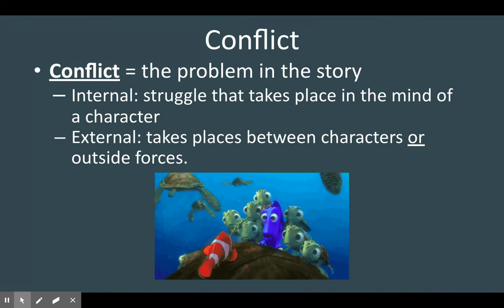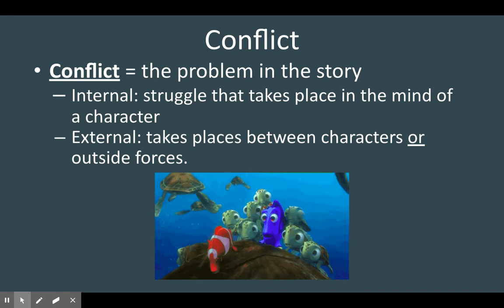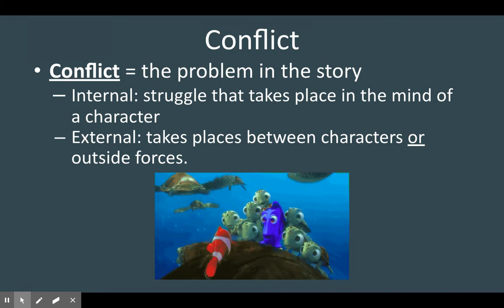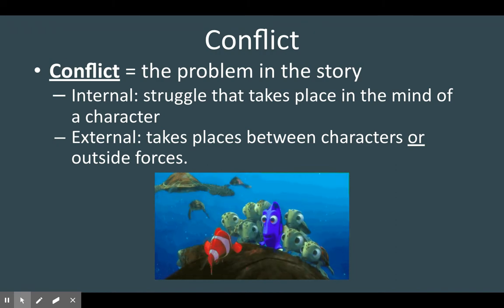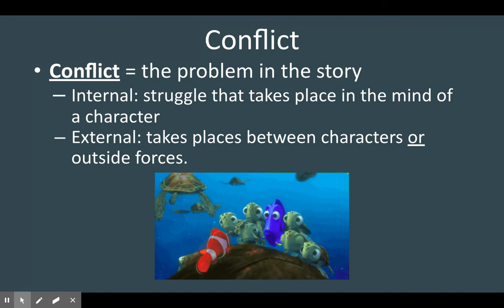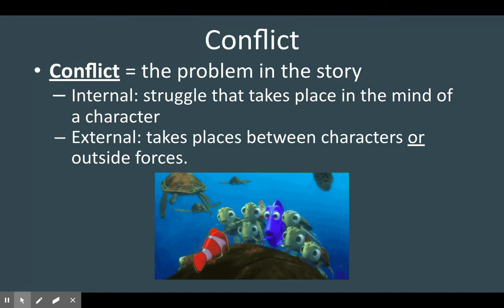So for example, in Finding Nemo, Marlin, Nemo's dad, struggles with the internal conflict of wanting to protect his son, but also wanting his son to experience the world, right, and have opportunities. He wants him to be like a normal fish, but he's also very protective because of the past. Then we have external conflict.